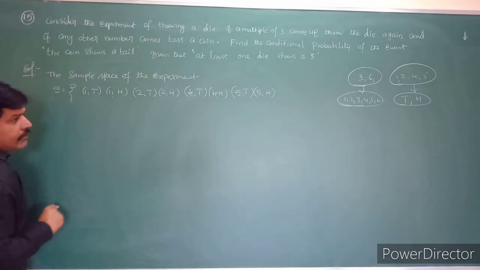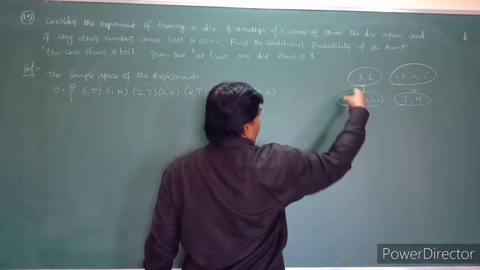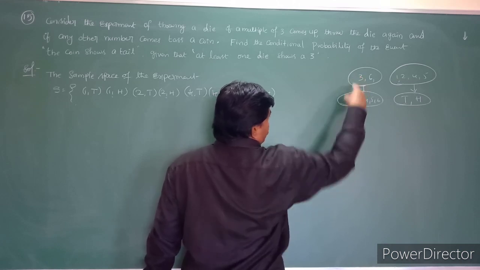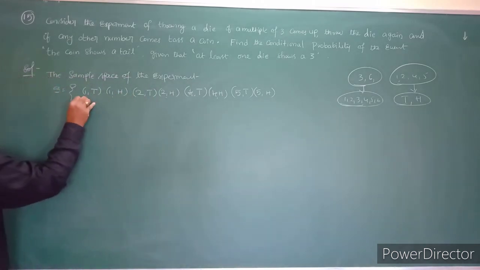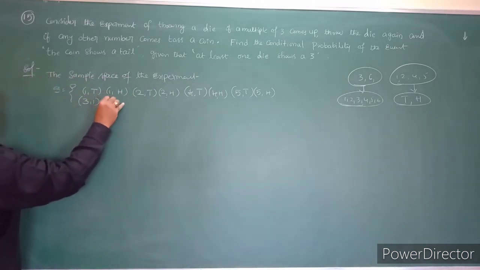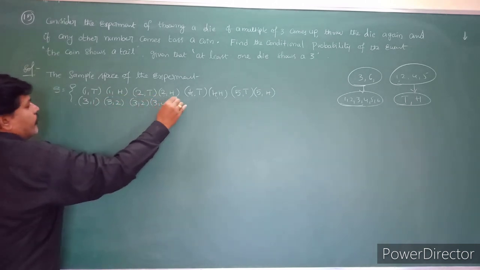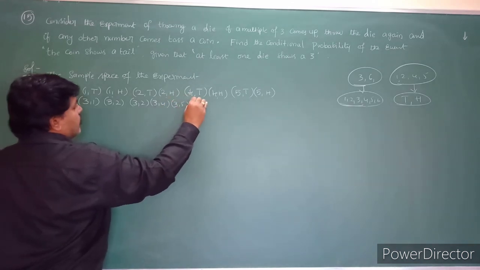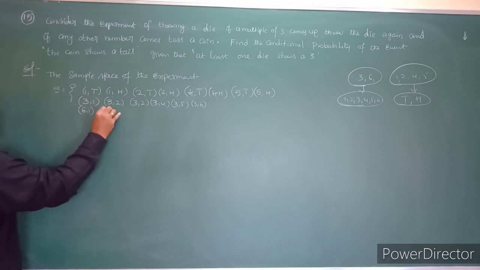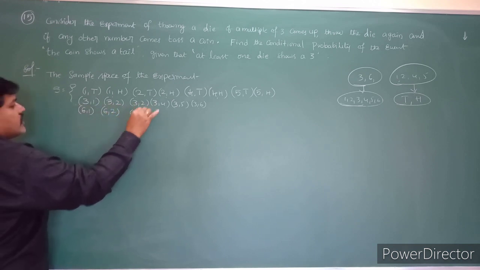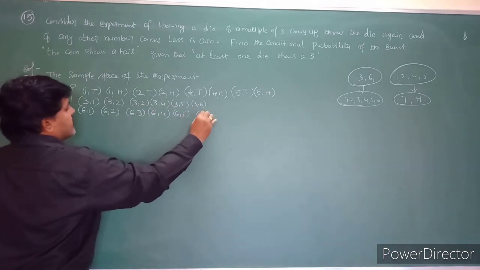If you are getting a 3, then you have to roll the die. What are the outcomes? 3 comma 1, 3 comma 2, 3 comma 3, 3 comma 4, 3 comma 5, 3 comma 6. And if it is a 6, in that case also you will get 6 comma 1, 6 comma 2, 6 comma 3, 6 comma 4, 6 comma 5 and 6 comma 6.